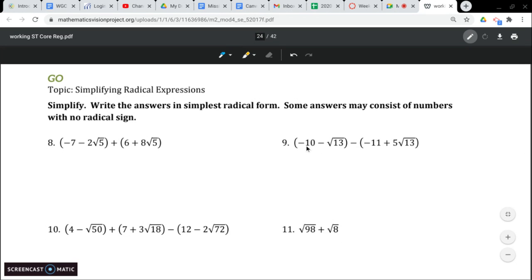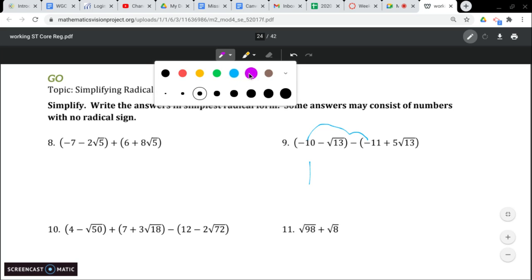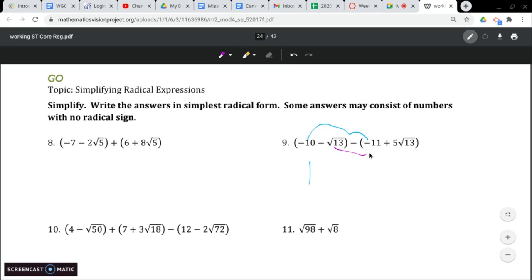5 root 13. So remember, we can combine these two. So negative 10 minus negative 11, so really negative 10 plus 11, which is going to give us a positive 1. And then we look at these two. Negative root 13 minus positive 5 root 13. So negative 1 minus 5 is going to give us minus 6 root 13. There's our answer.